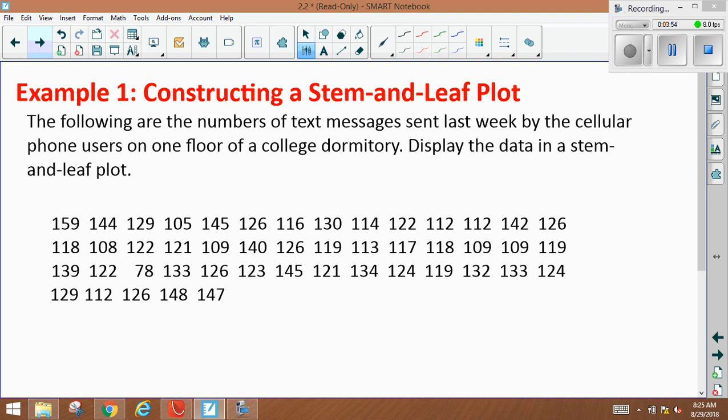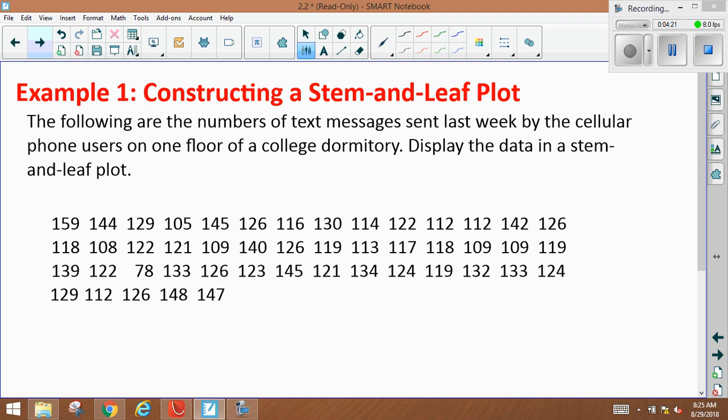Okay, let's make one. Here we go. We got the number of text messages sent last week by the cellular phone users in one floor of a college dormitory. Display the data in a stem and leaf plot. I'm going to give you guys a moment to write these numbers down.